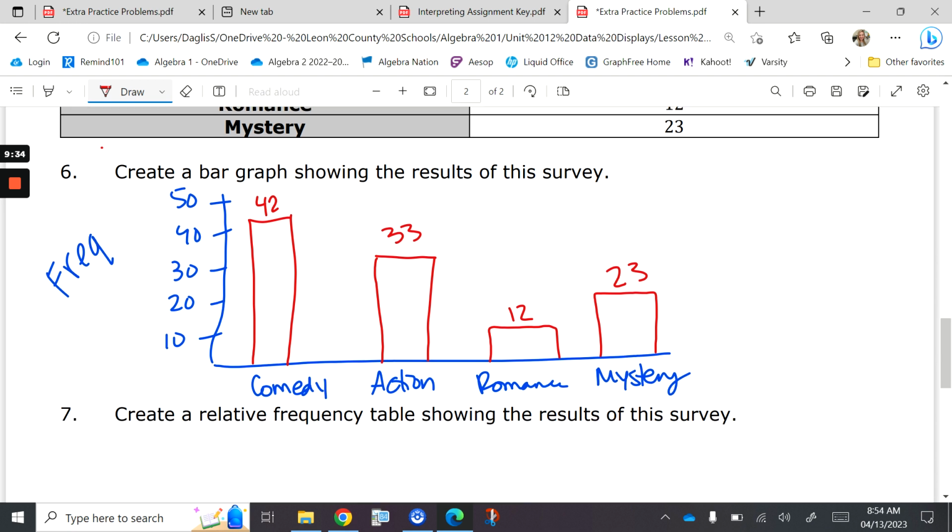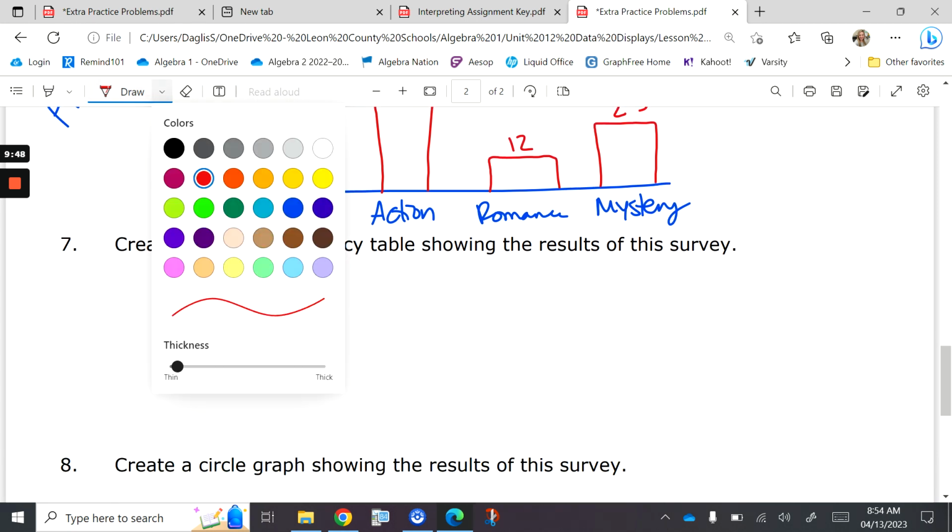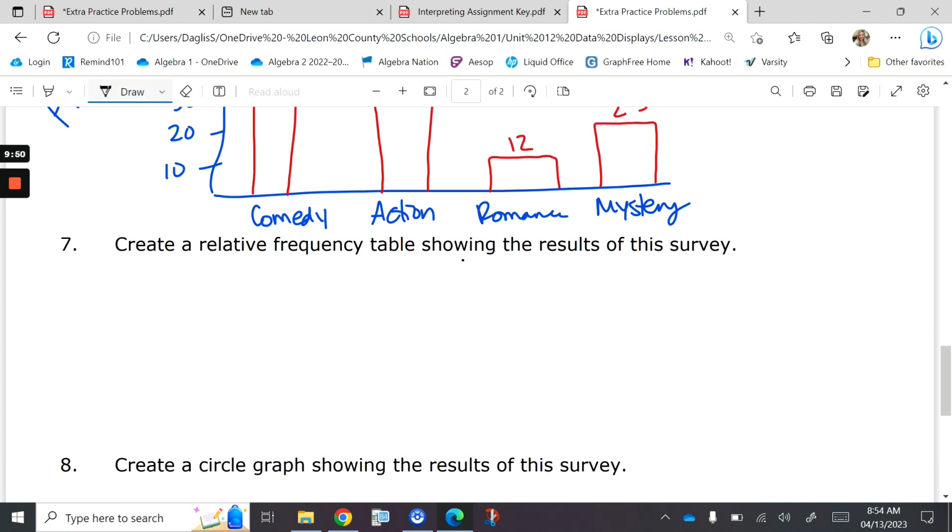Number 7, we're going to create a relative frequency table showing the results of this survey. So our relative frequency table, we can dig back to a couple days ago, that showed the percentages. Okay, so that's what we use to make my pie chart. So I need to make percentages of people. So we have favorite movie. And we're going to have relative frequency.